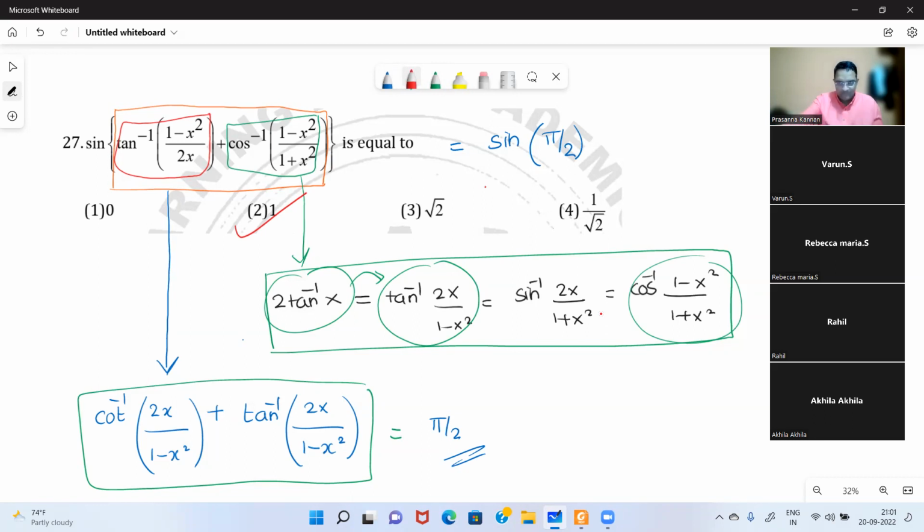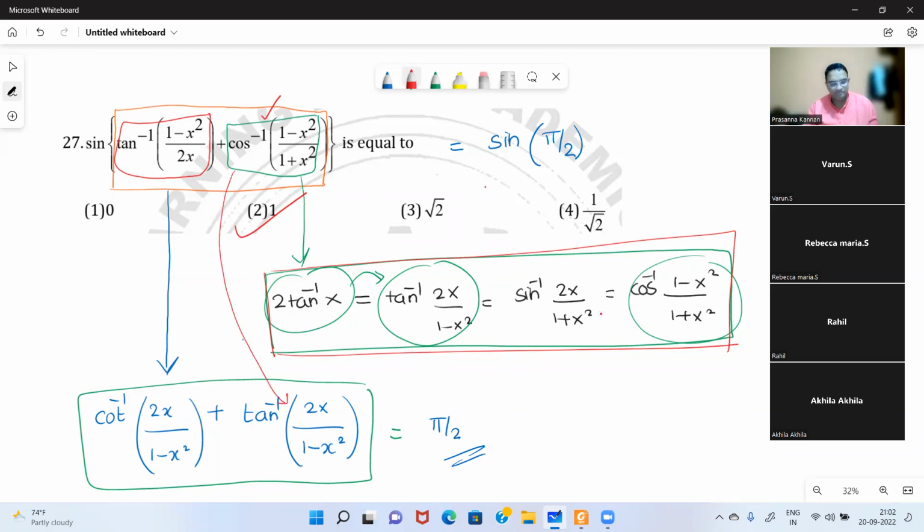I'll just repeat this once more. First, we'll look at this function. Cos inverse of 1 minus x square by 1 plus x square from this formula that I've written, right? This we had seen in the beginning itself. So cos inverse of 1 minus x square by 1 plus x square is nothing but 2 tan inverse x. But 2 tan inverse x is also equal to what? Tan inverse of 2x by 1 minus x square. Therefore, cos inverse of 1 minus x square by 1 plus x square, directly I can write it as what? Tan inverse of 2x by 1 minus x square. Exactly. So that's what I am writing here.